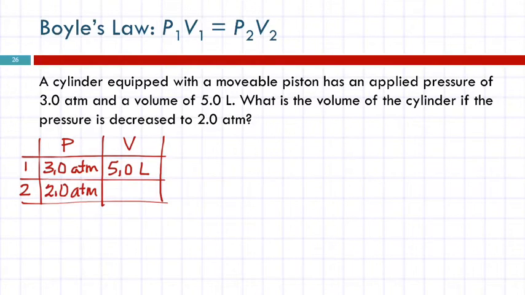What's the question? What is the volume? When the pressure changes, the volume's going to change. So this is our unknown volume. And I'm going to call that V2 because it's in row 2 and it's in the V column. This is pressure 1. This is volume 1. This is pressure 2, and that's volume 2. All nice and organized.